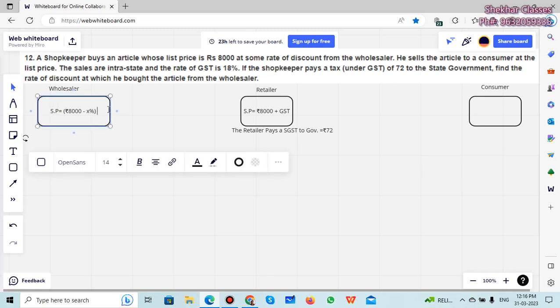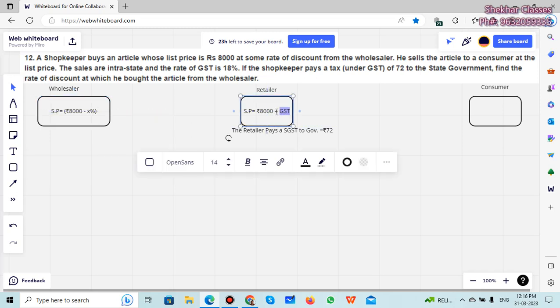Okay, fine. Now, it also will not be the GST, because he is selling it for how much? 8,000 rupees as a list price here. The shopkeeper buys it from the wholesaler at a price which is X percent less than the list price. So how to find the selling price? 8,000 is the list price minus the discount, which is X percent. We can get that selling price for him.